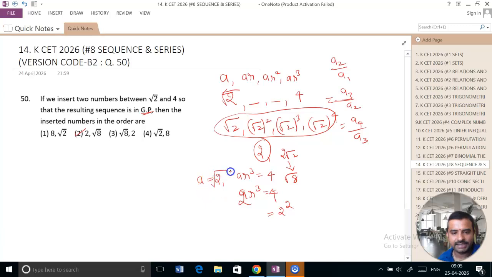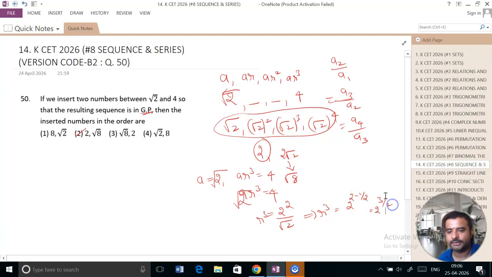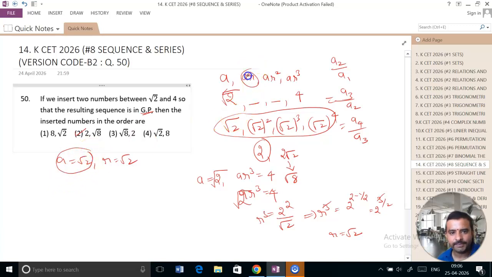Sorry, here they given a is root 2. 2 square divided by root 2 is equal to r cube. So this can be written as r cube is equal to 2 power 2 minus 1 by 2. This becomes 2 power 3 by 2. If you compare with LHS, the cube gets cancelled. Therefore r is equal to root 2. You know, a is equal to root 2, r is equal to root 2. A already they given, and ar becomes root 2 into root 2, that is 2.